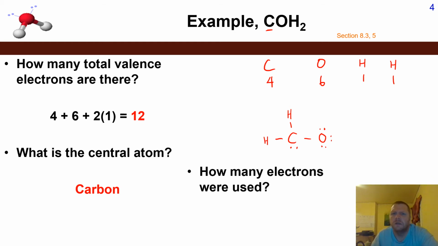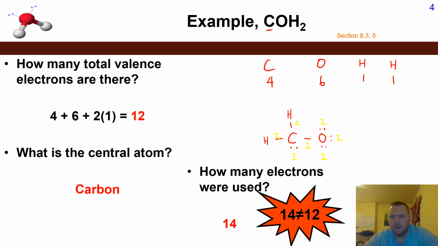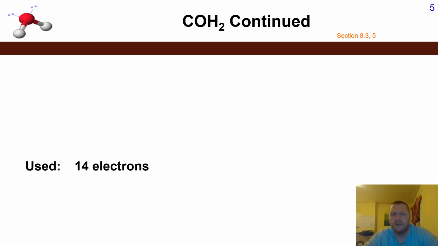Now, the question is, how many electrons were used in this model? We've got 2 at each of our carbon-hydrogen bonds, so that's 2, there's 2 more, there's 2 more, there's 2 more, so that's 8, 10, 12, 14. So we drew 14 electrons in our proposed model for our molecule. Sadly, 14 does not equal 12. And this is where we look back at our total number of valence electrons. So now we have to continue.